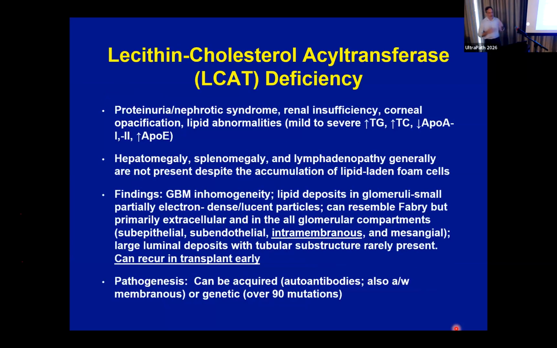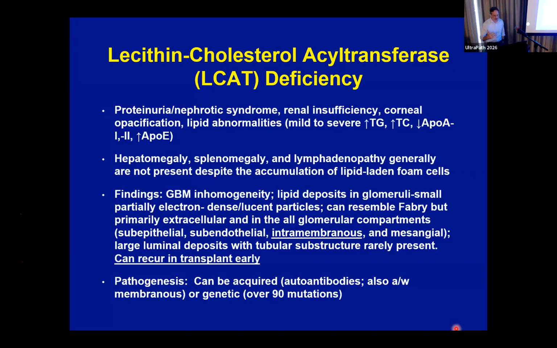LCAT deficiency. LCAT, lecithin cholesterol acetyltransferase, is the enzyme that esterifies cholesterol and harvests it onto HDL from the tissue and brings it to the liver. Patients who have deficiency of this present with proteinuria, nephrotic syndrome, renal insufficiency. They also have systemic manifestations, though. Corneal opacification is a classic one. And they'll have lipid abnormalities, mild to severe hypertriglyceridemia, as well as total cholesterol elevations. They may have hepatosplenomegaly, but it may not be present.